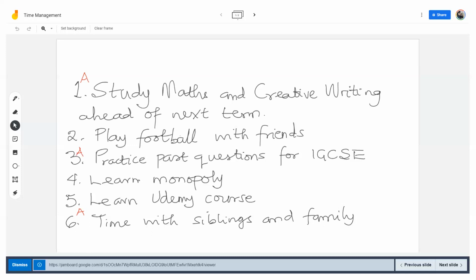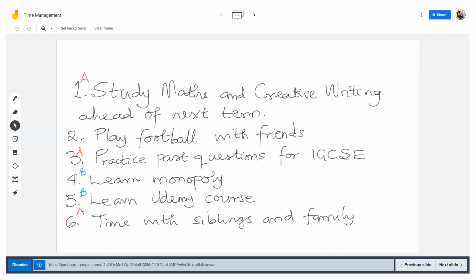Now, priority B items are not as important as priority A. So let's say, learn Monopoly. Learn Monopoly is a priority B item, meaning if he doesn't get to do it before the holiday ends, nothing much will be affected. Then even the Udemy course is not a priority A item, depending on the course. For him, he just wants to learn more about time management, and he was already learning it by spending time with me in my office. So we ended up making it a priority B item.